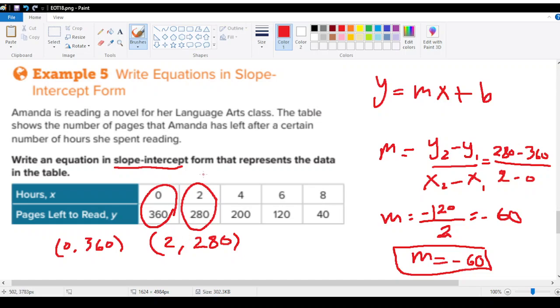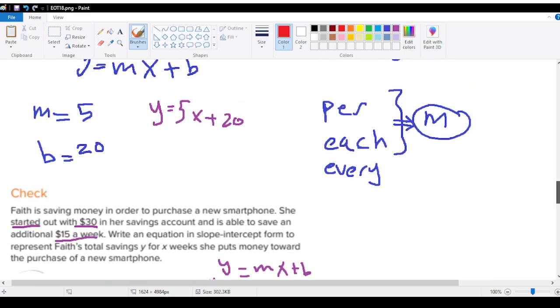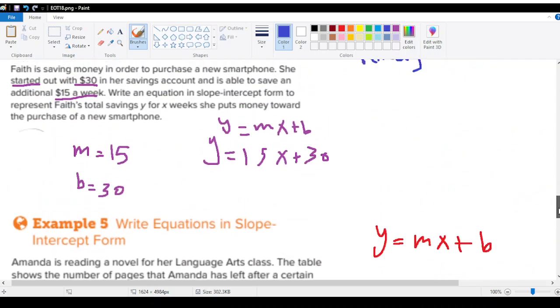To find the slope, if it was a verbal question like this, I will find the slope on the words per, each, every, a day, a week, and let's say period. All of these mean the slope. Here, the slope we found from the table.